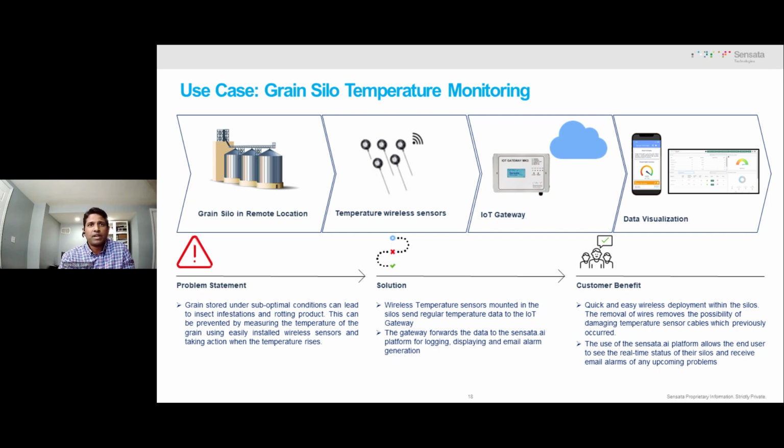It was a straightforward application for our existing wireless temperature transmitter and gateway. For silo management, we installed wireless temperature sensors, which send data regularly to the gateway. The gateway then forwards it to the sensor data cloud for logging, displaying, and email generation. We were able to monitor the grain silo using this strategy.